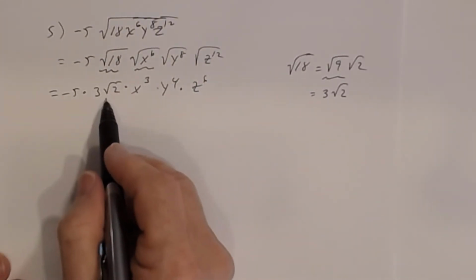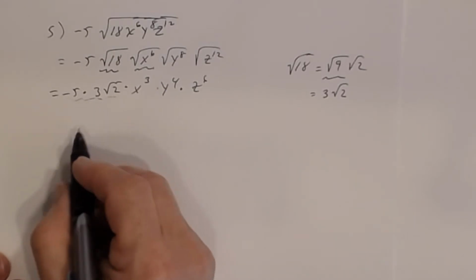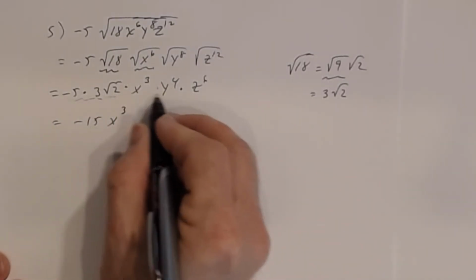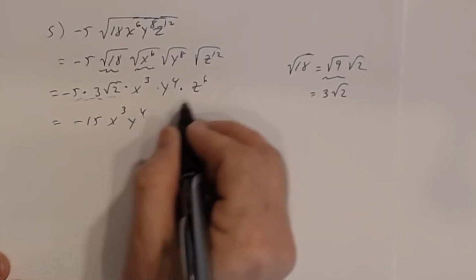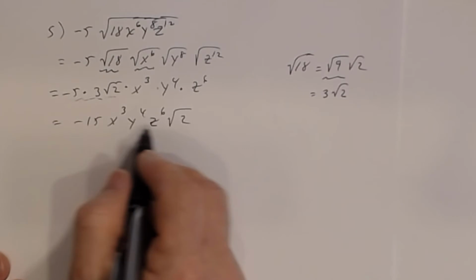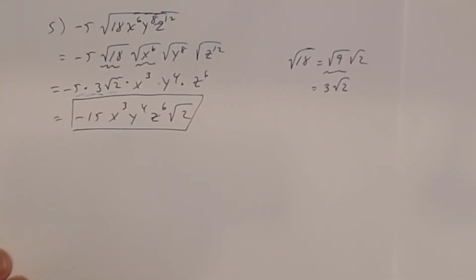All right, and then we're going to put the radical on the end. Negative 5 times 3 is negative 15. So that's negative 15 x cubed, then put the y next, and then the z next, and then the square root of 2. That's the only square root you see, and that's the answer. So that's number 5.